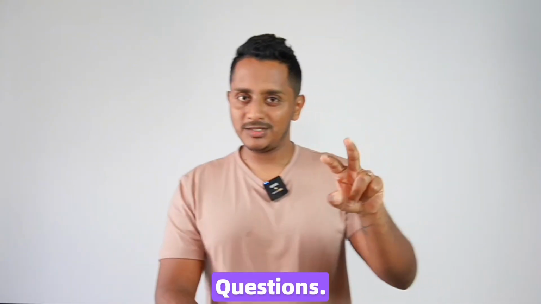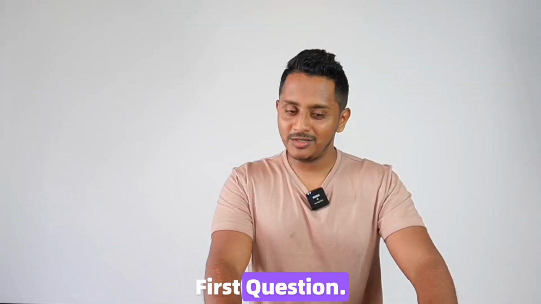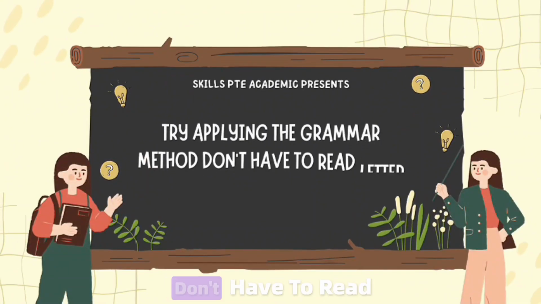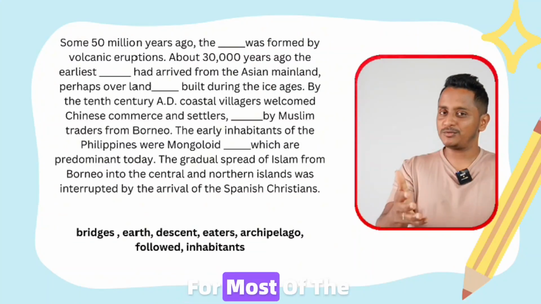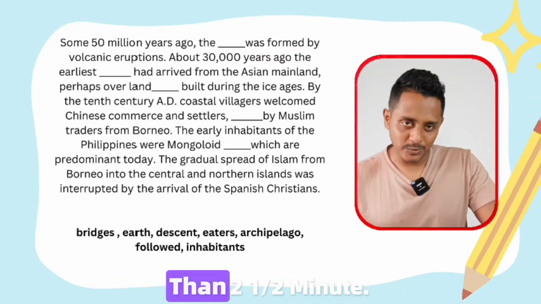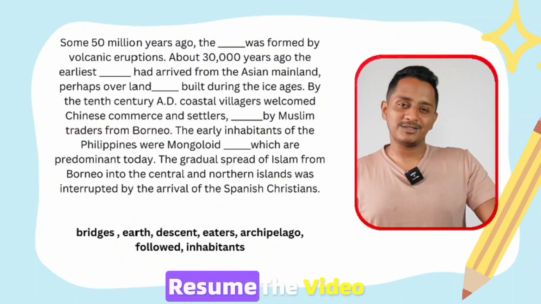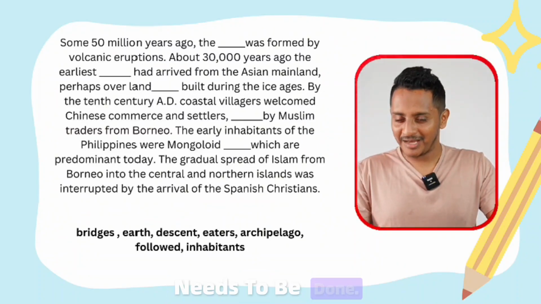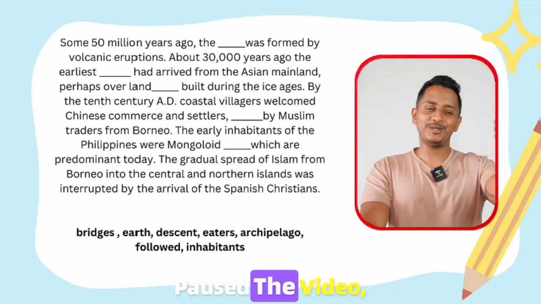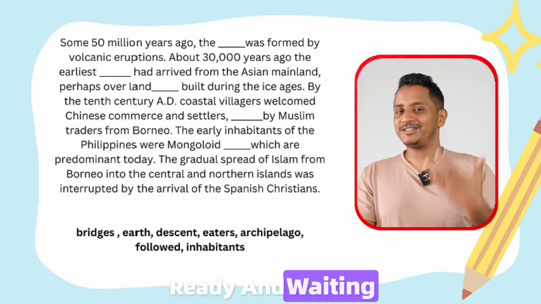Now I have got 2 questions. Let's start with the first question. You can pause the video, try applying the grammar method. Don't have to read letter by letter. Try to apply the grammar method for most of the blanks. It should work. Try doing it in less than 2.5 minutes. Once done, resume the video to understand how exactly that needs to be done. Alright, I really hope you have paused the video, did it, your answers are ready and waiting to know the approach.